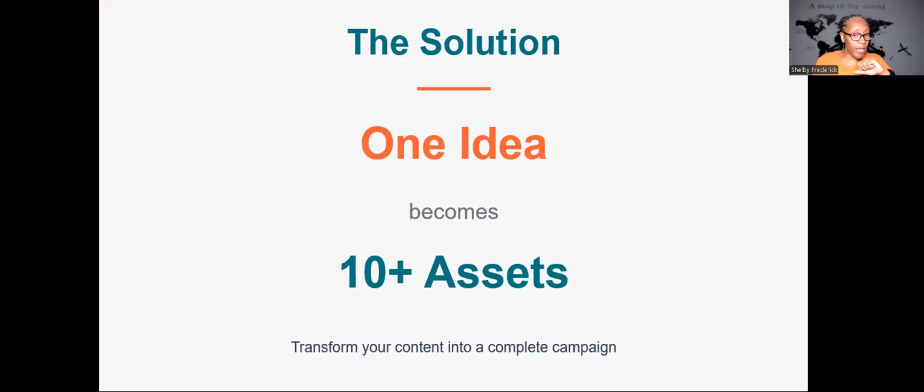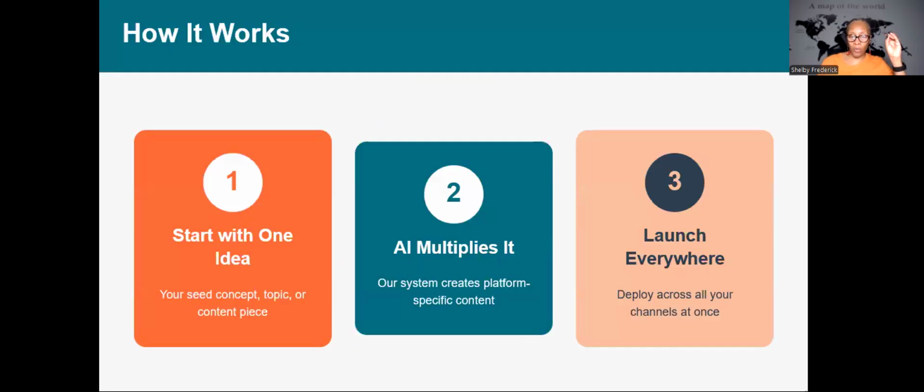So the solution that we have is that you take one idea and that one idea becomes 10 plus assets. So you're literally transforming your content into a complete campaign. So, how does this work? Well, it starts with one idea, and we call this a seed. So, we have a seed framework, which we taught in the first two classes. We went over that in detail.